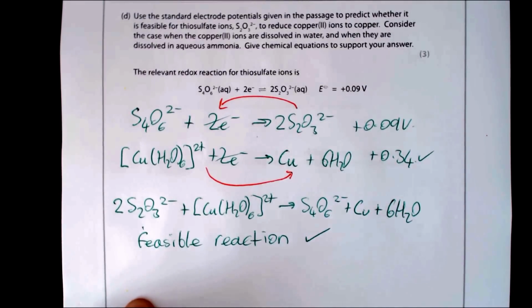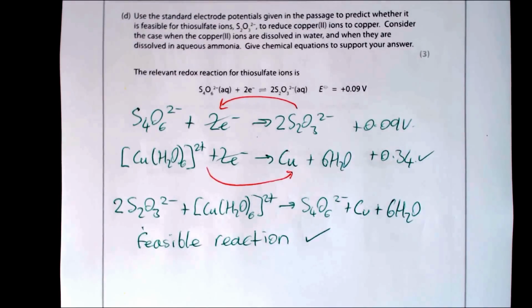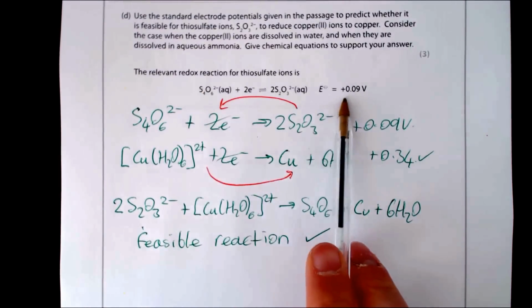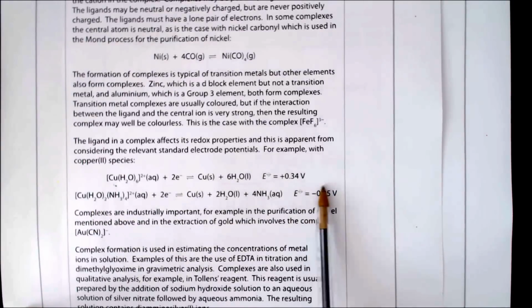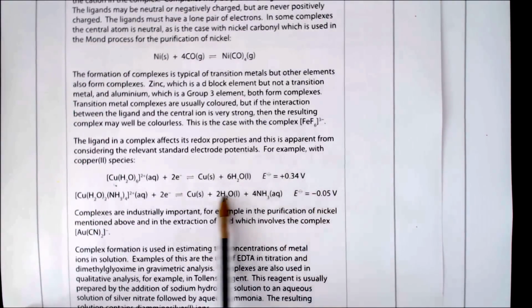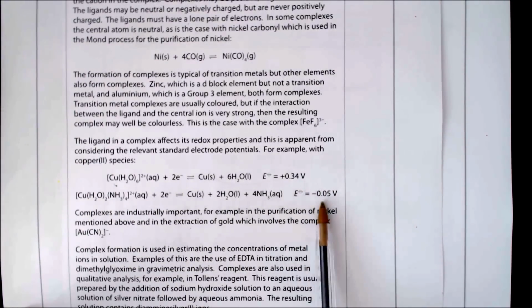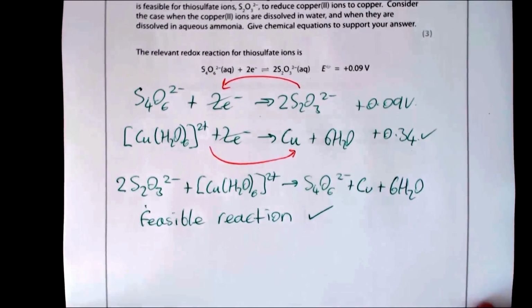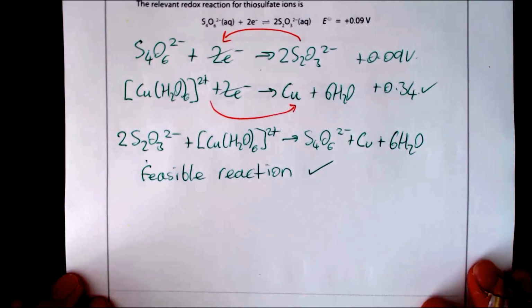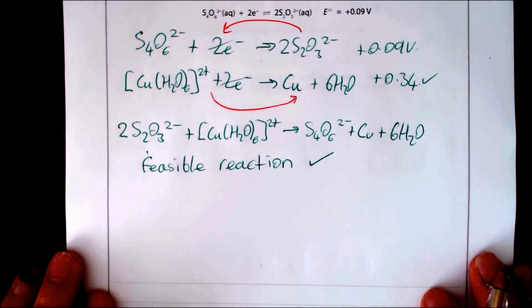It also asked us to do the one with ammonia as well. Now, if I just bring that sheet back again, remember this one here. There's your thiosulfate, which is plus 0.09. Your one with ammonia is now minus 0.05. So this one needs to go on the top, and then the thiosulfate one goes underneath. So we're going to write them down there. I'm just going to nudge that up so we get a bit of space.